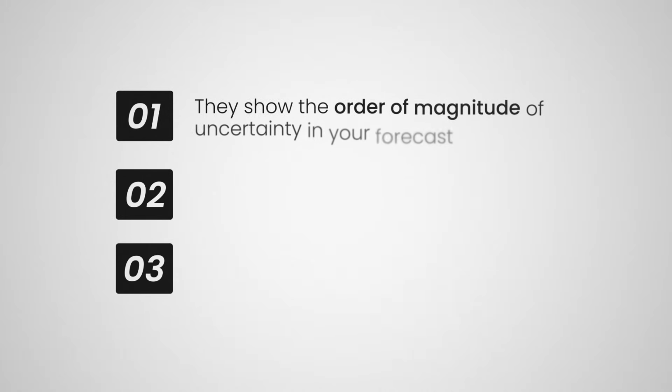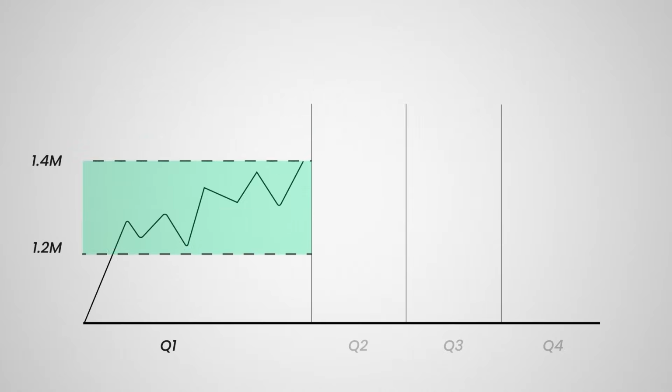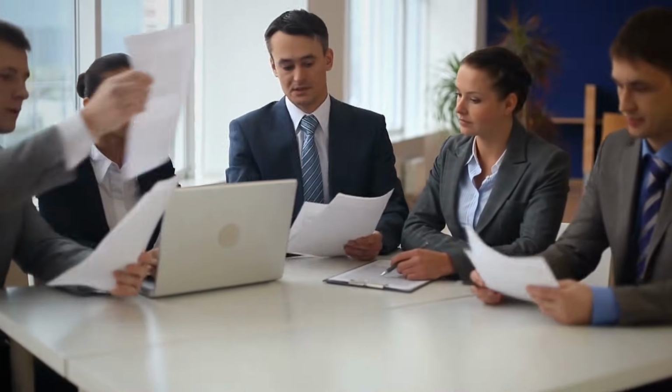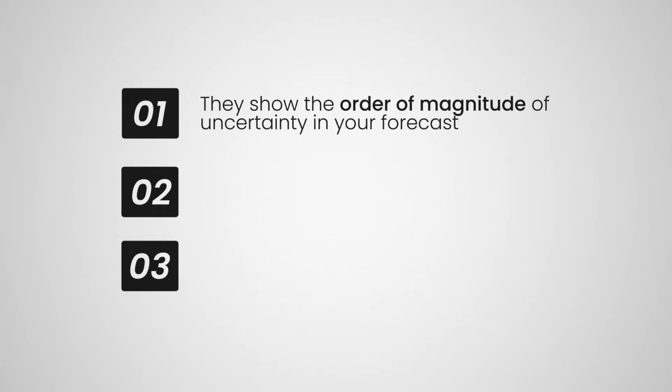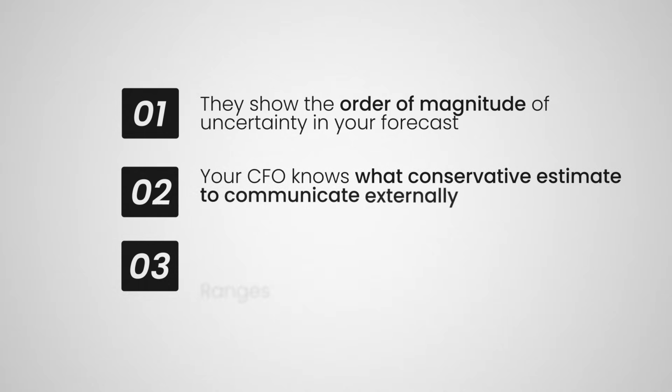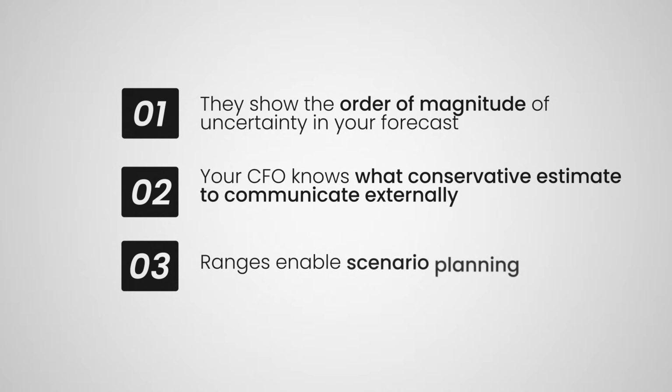First, they show the order of magnitude of uncertainty in your forecast. If the range is too broad, you may need to get back to your cross-functional business partner who gave you the inputs and see if you can help them narrow the range. Second, your CFO knows what conservative estimate to communicate externally. And third, ranges enable scenario planning. Leaders can prepare contingency measures ahead of time if results come in at the lower end of the range.